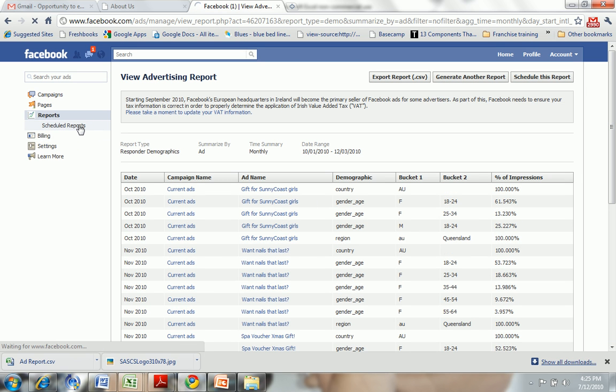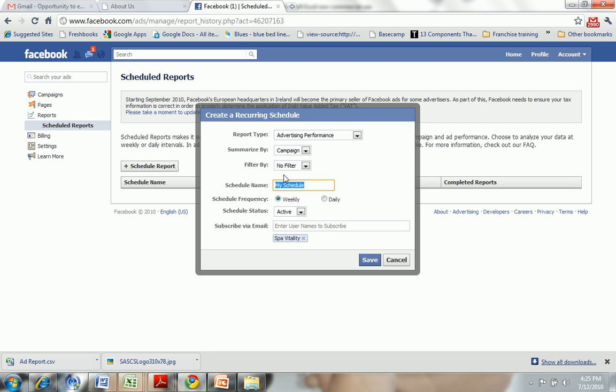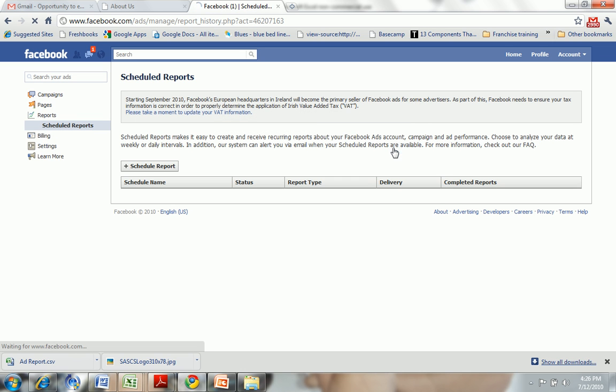You can actually set up scheduled reports as well, so that these will be emailed to you. So we could say, send me the advertising performance or the demographics, whichever one you really want. You can have a filter or not. You can call it weekly Facebook stats if you wanted. And then you can put your email in to receive the stats if you wanted to. So that will now send to me on a weekly basis.